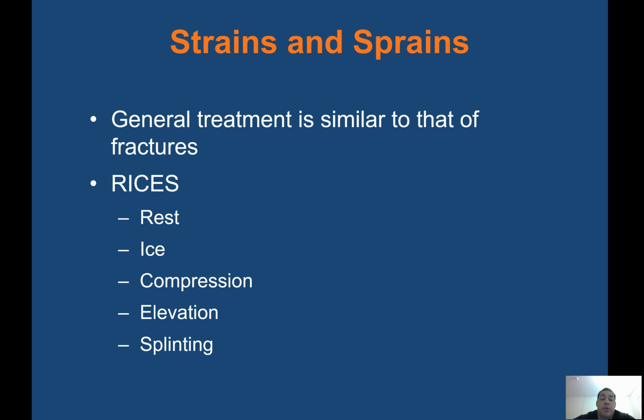Strains and sprains. General treatment is similar to that of fractures. RICE, a mnemonic: rest, ice, compression, elevation, and splinting. So for any of you who have sprained an ankle, you probably used the RICE method. You probably sat on the couch, put a couple pillows under your ankle, and threw some ice on there to keep the swelling down.